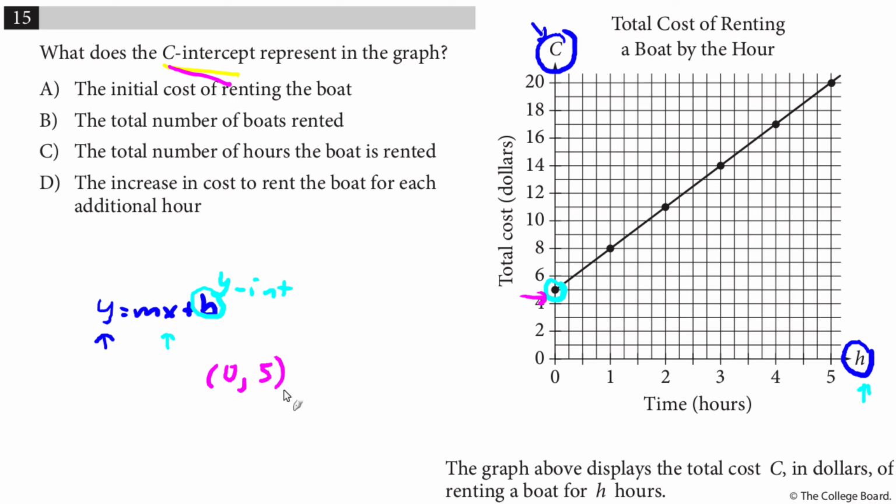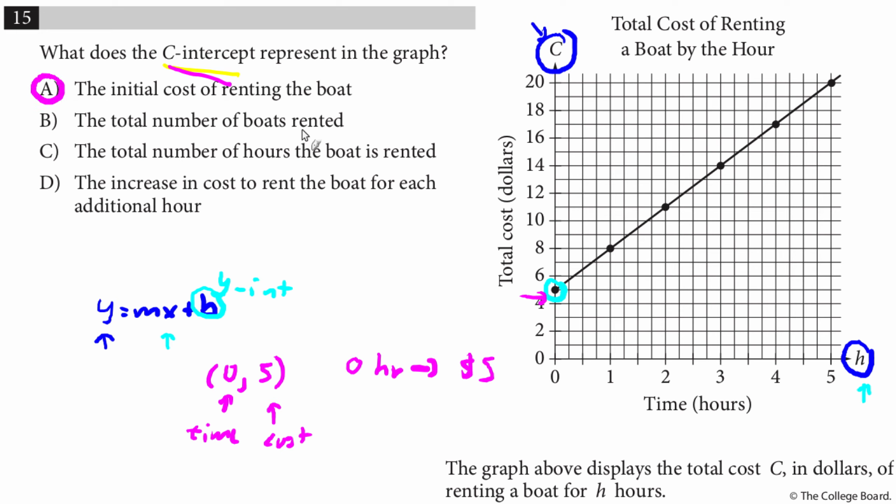And just keeping in mind, this is the time. This is the cost. So basically what it's saying is, if I rent the boat for 0 hours, so 0 hours will give me a cost of $5. And let's see which one of these represents that. So the initial cost of renting the boat, the cost to start off with before I've had it for any hours. So that looks good. I'll circle that, but let's check the other ones to make sure.